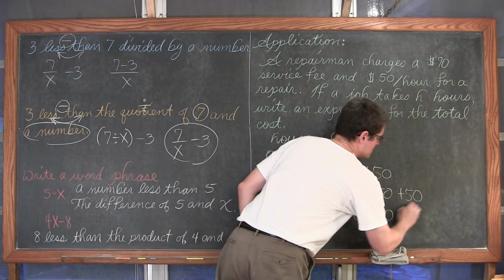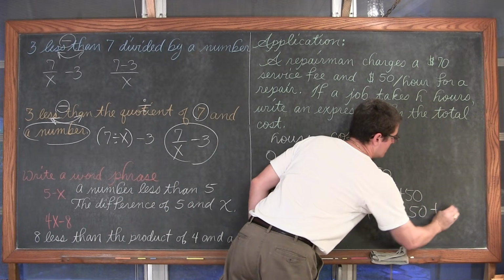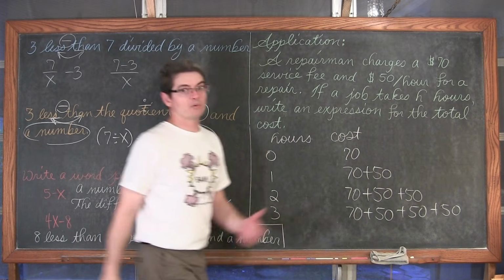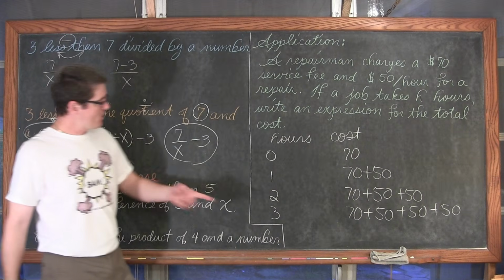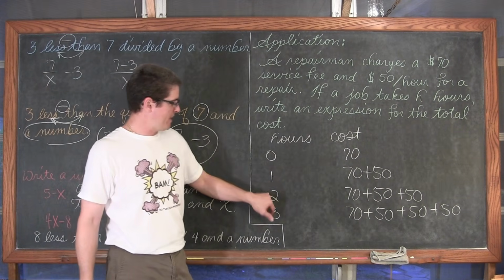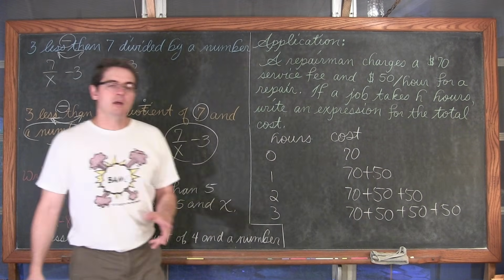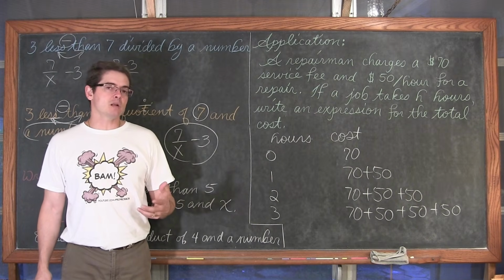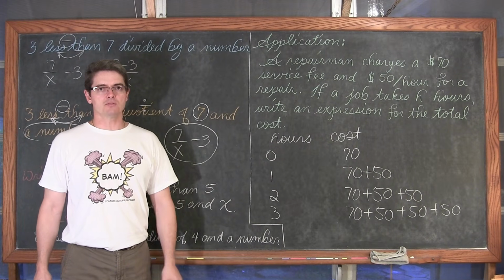First hour, second hour, third hour. I was going to write 3 for what I was saying, 3 hours. Do you notice how every time I write how long the repairman is there, that's how many times I write 50? Whenever I'm tutoring students and they don't know how to set up an equation, I go, well, what if they were there for 3 hours?